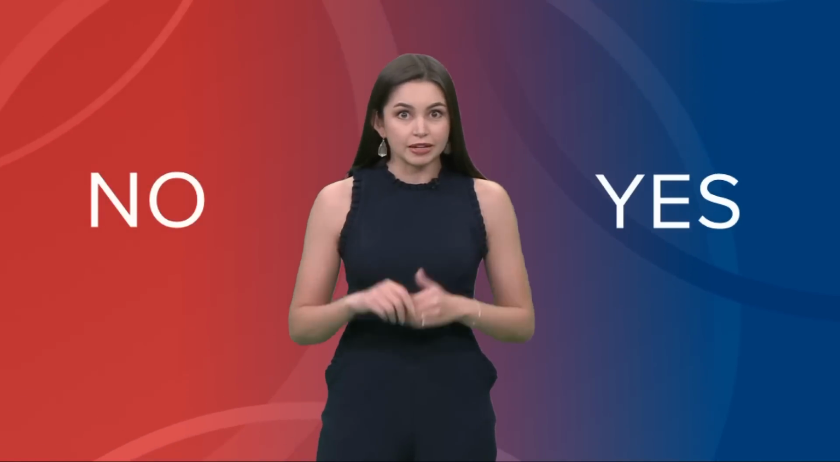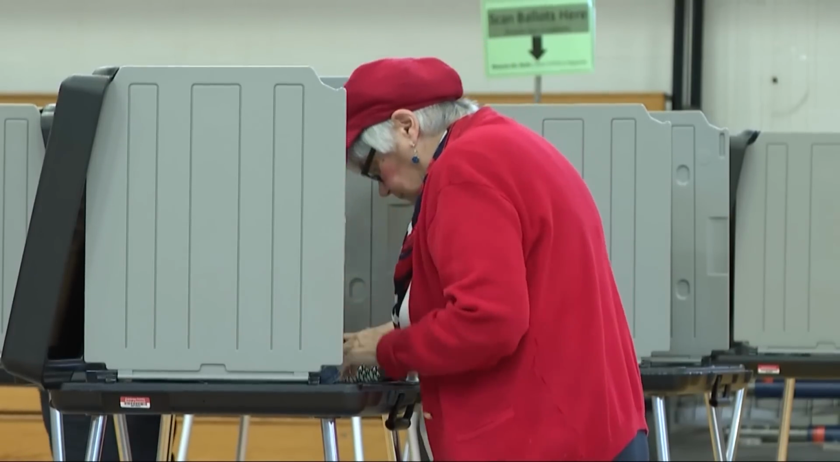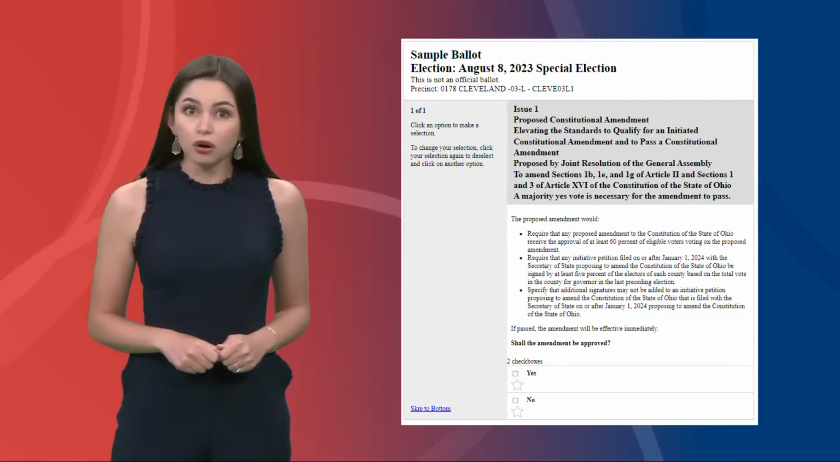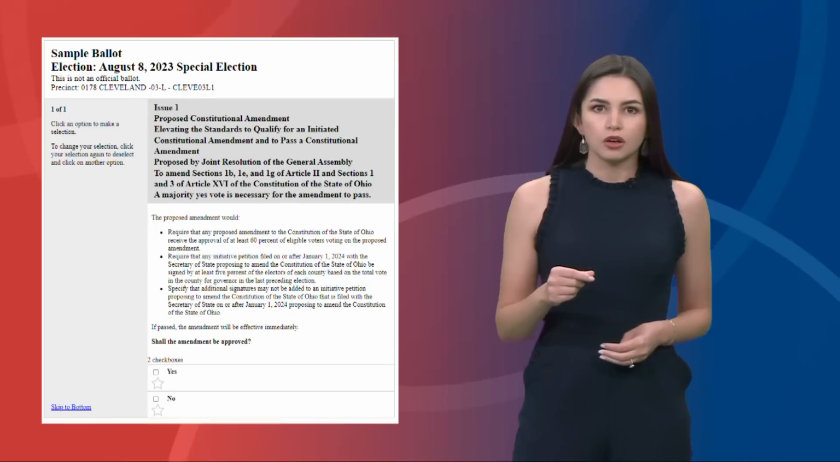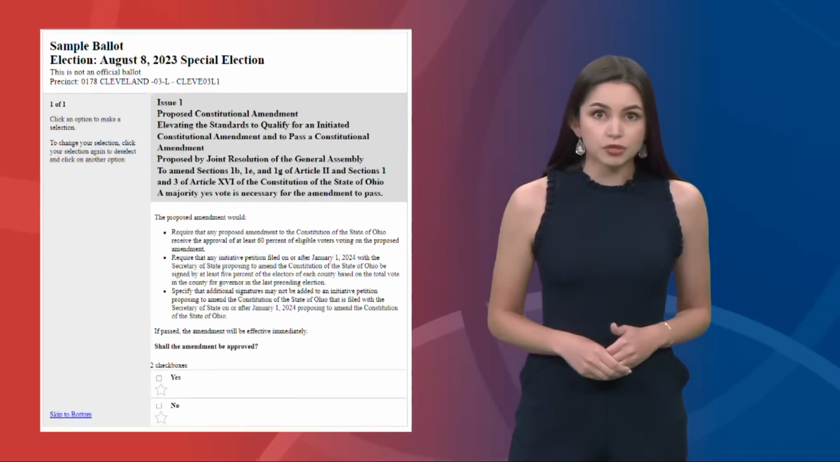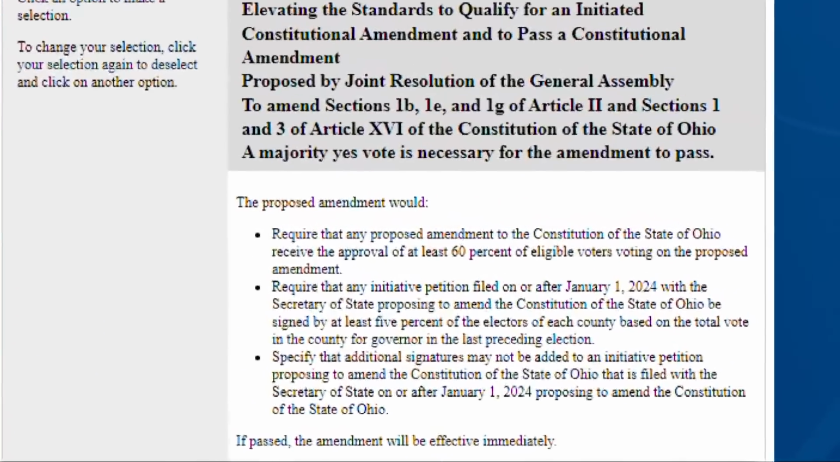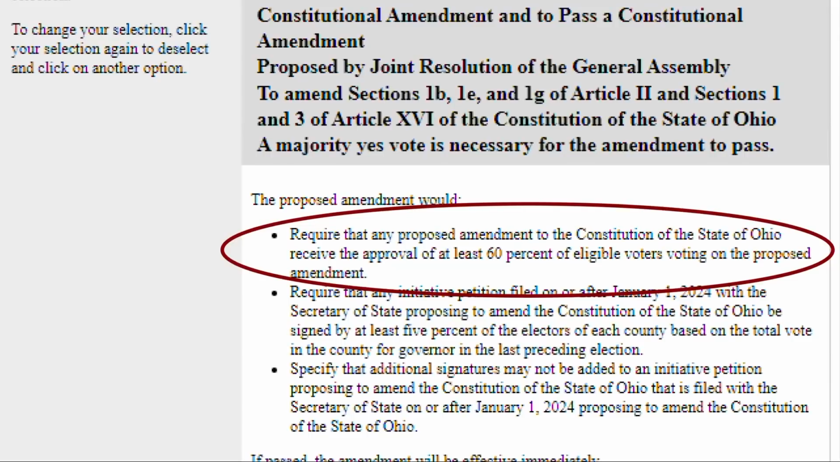So let's break down in simplest terms what exactly Issue 1 is and what your vote, yes or no, would mean. We take a look at some sample ballots for you. Here's a sample ballot for our location in downtown Cleveland. What you're likely hearing the most about when it comes to Issue 1 is this first bullet here, which says the proposed amendment would, quote, require that any proposed amendment to the Constitution of the state of Ohio receive the approval of at least 60% of eligible voters voting on the proposed amendment.